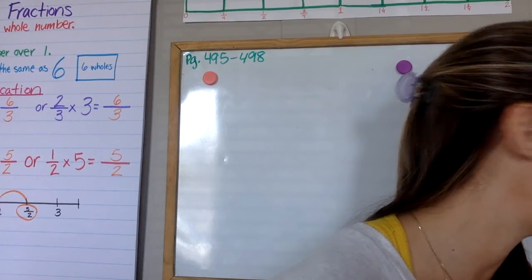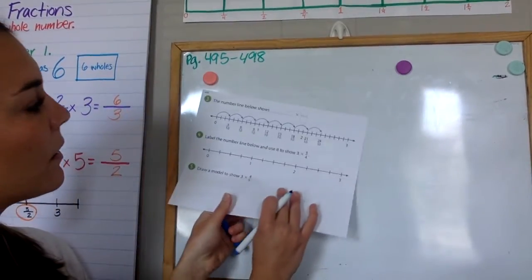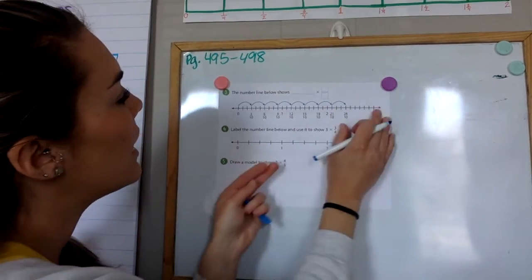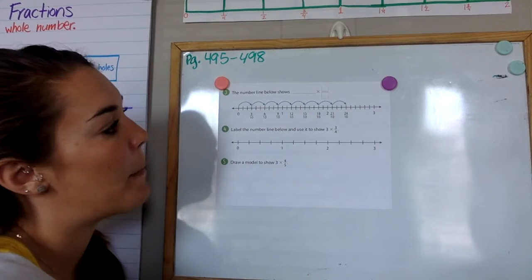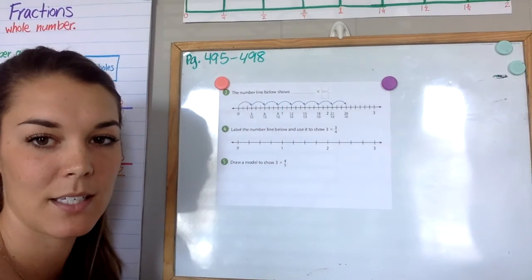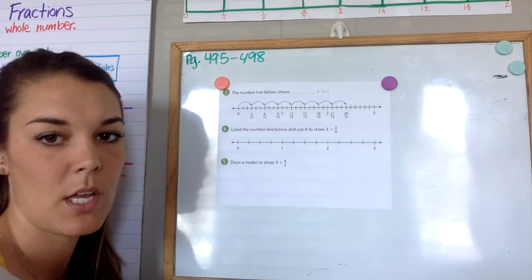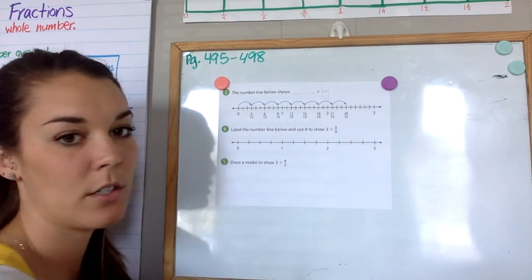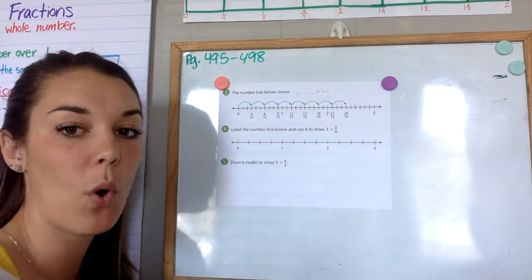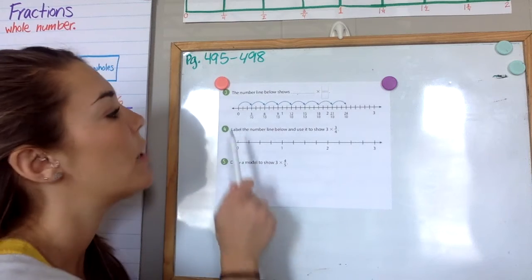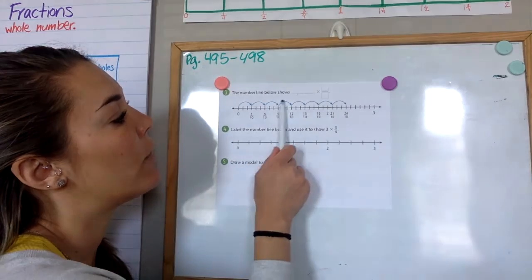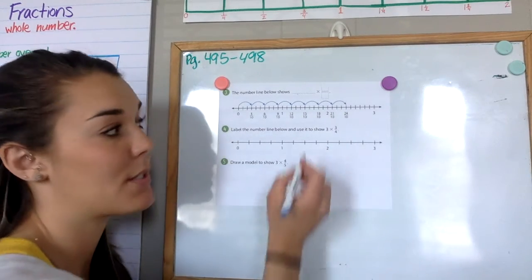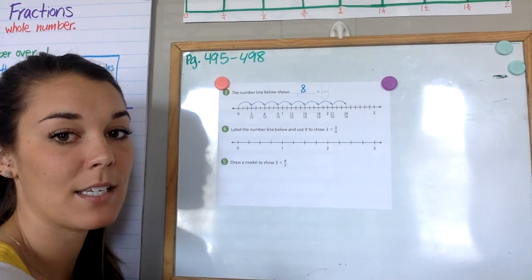Now, page 498, please. This is our last page. The number line below shows blank times blank. Okay, this is a good one. So first of all, we need to figure out the whole number and the fraction. To figure out the whole number, I'm going to count the number of hops. So 1, 2, 3, 4, 5, 6, 7, 8. There's 8 hops. So that means they're multiplying the fraction times 8.